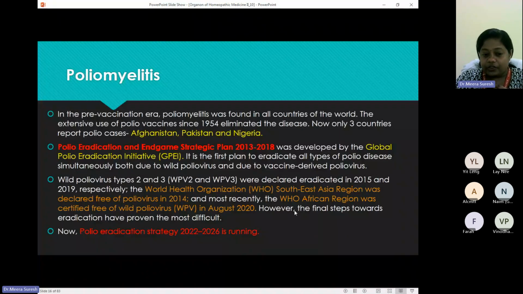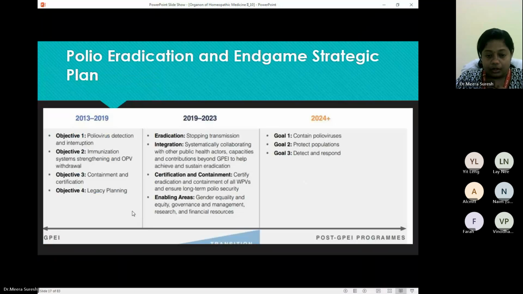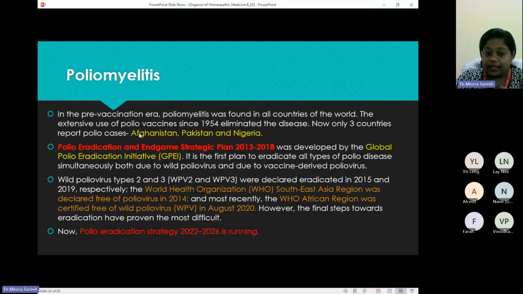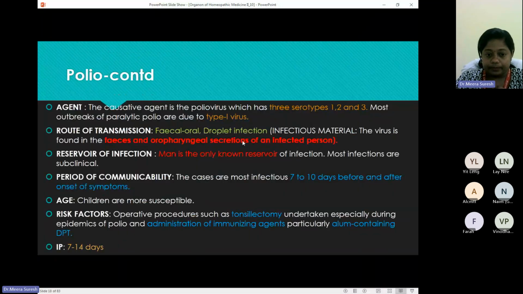But when we go to Southeast Asia, you can say it is declared free of poliovirus, meaning neither wild nor vaccine derived is seen. But in Nigeria, the wild poliovirus has gone, but not the vaccine derived one. It is still present in Nigeria. Afghanistan and Pakistan are still having the wild variety, while Nigeria is mainly having vaccine derived polio now.